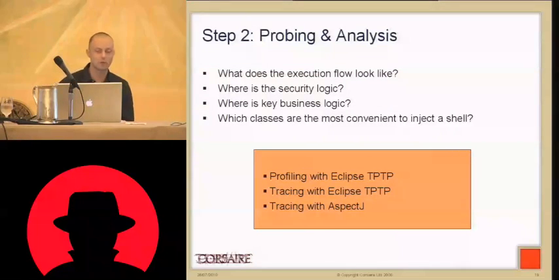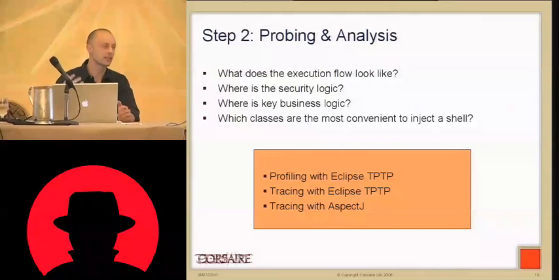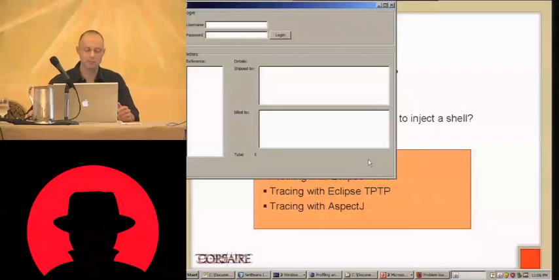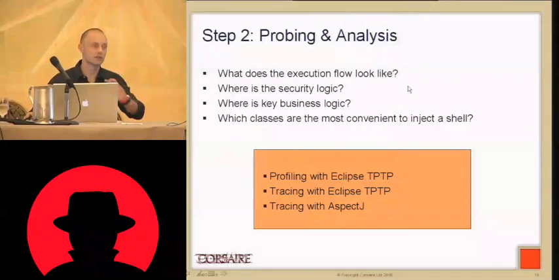So during the stage of probing and analysis, what we want to do is find out how the execution flow of the application works. Is there any logic in the app on the client side that really should be on the server side? And then try and identify this point where we can inject our shell. So as I said, I'm going to show you three methods. The first one is profiling with the Eclipse TPTP. The second one is going to be tracing with TPTP and then tracing with AspectJ.